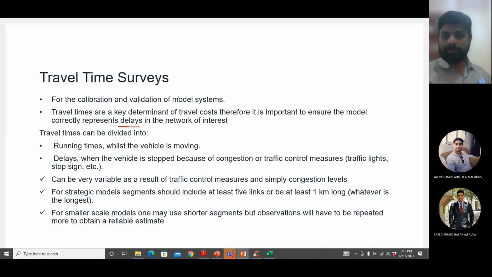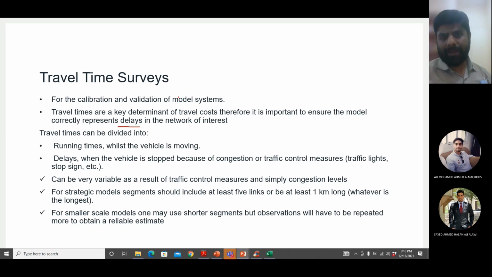For strategic models, meaning models which are covering a very large area, they are saying you should take travel time of at least 5 links, or of at least one segment which is 1 kilometer long. Don't make segments for travel time observation less than 1 kilometer. At least it should be 5 links, meaning 5 segments together, or 1 kilometer.